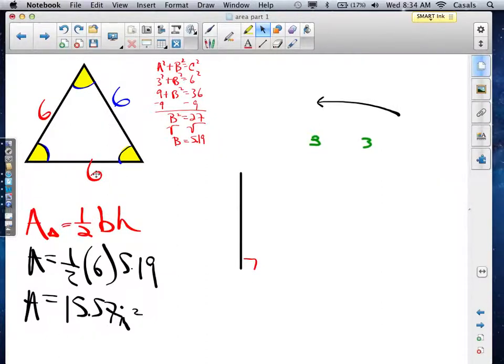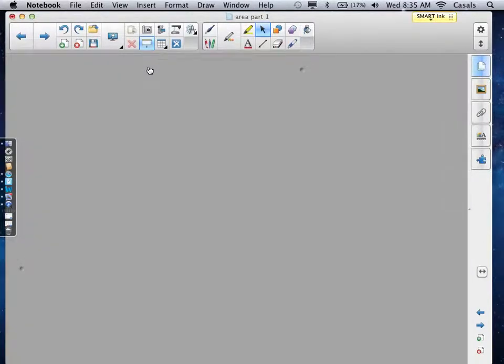Well, here, obviously, my base is going to be what? It's going to be 6. But what I'm missing is the height. What I'm missing is the height. So what I'm going to do is take my triangle and split it in half. Now, by splitting it in half, both of my sides are going to be what? They're going to be 3 and 3. Okay? Now, why is that important?